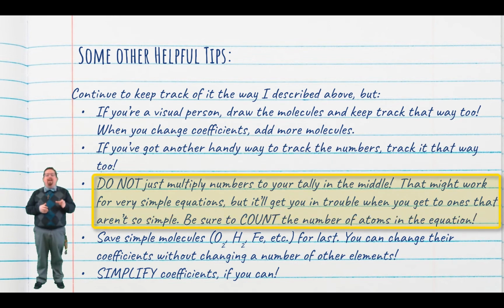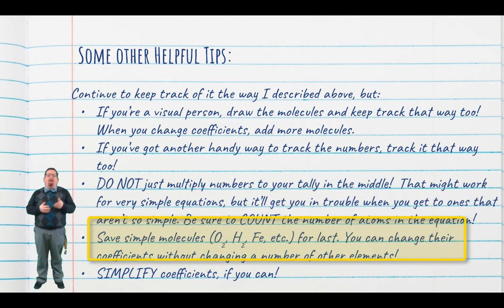When you're keeping track of the numbers of atoms on your list below the equation, do not just multiply those numbers by the coefficients you changed. This is usually okay for really simple equations, but it'll get you into trouble with even slightly more complicated ones. Remember, you're counting the number of atoms of each element on that whole side of the equation. So if you've got an element that exists in multiple substances, you have to be sure to include all of them in your count.